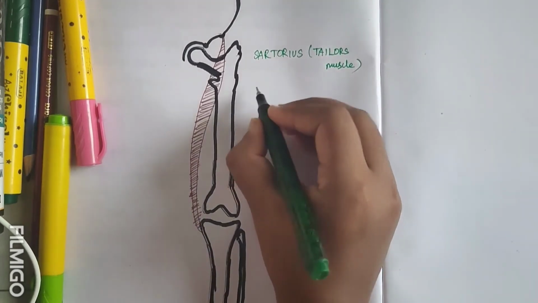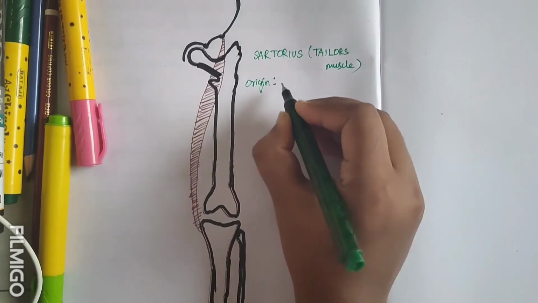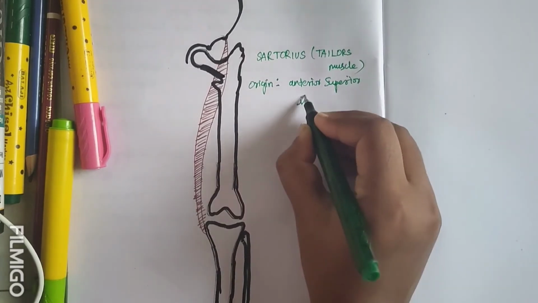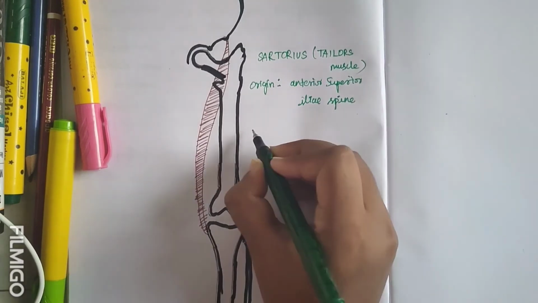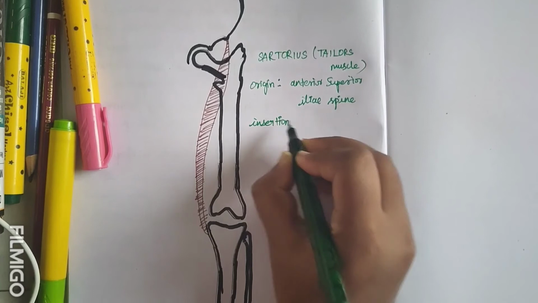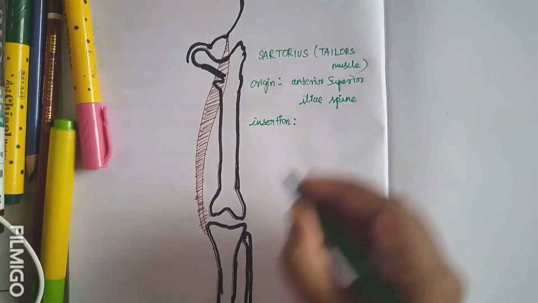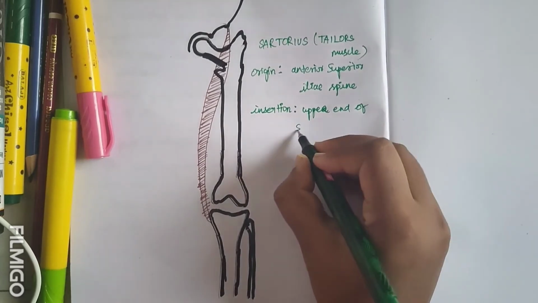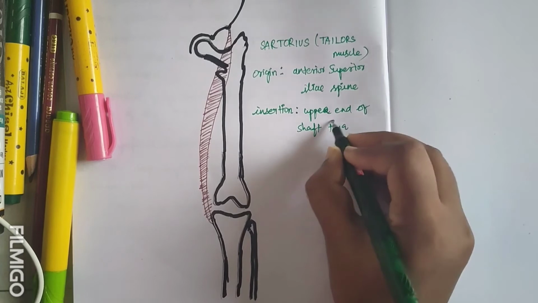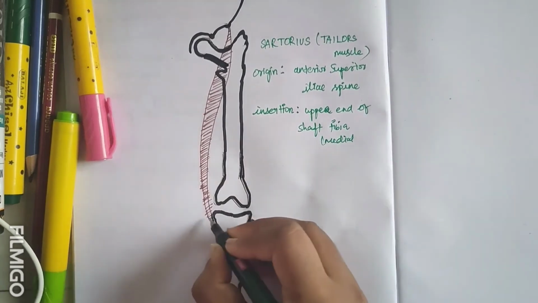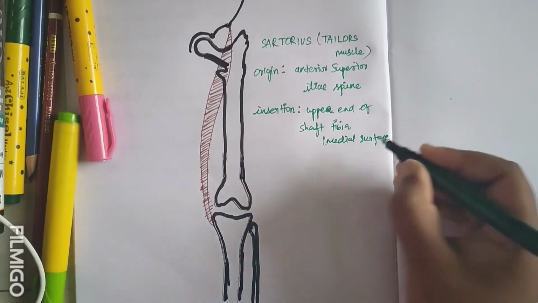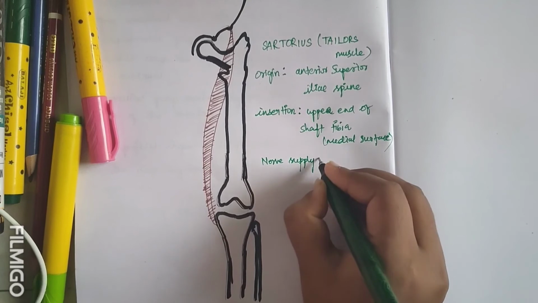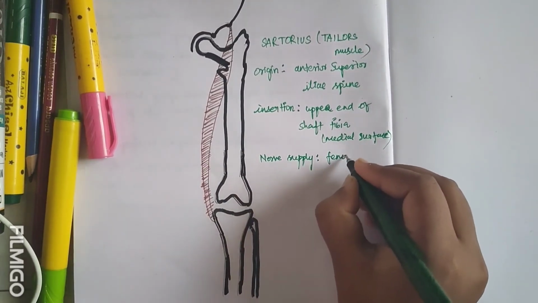Origin: anterior superior iliac spine. Insertion: upper end of shaft of tibia, medial surface. Then nerve supply: femoral nerve.